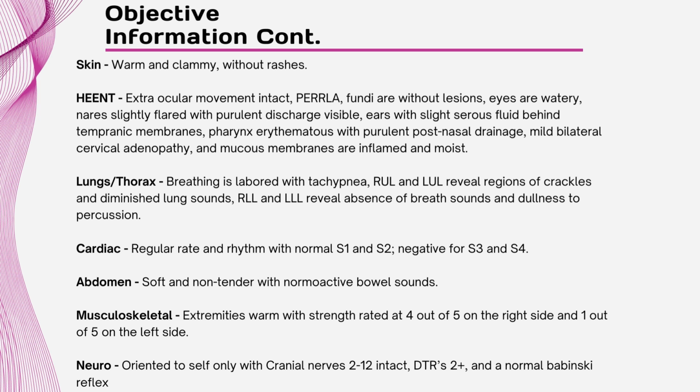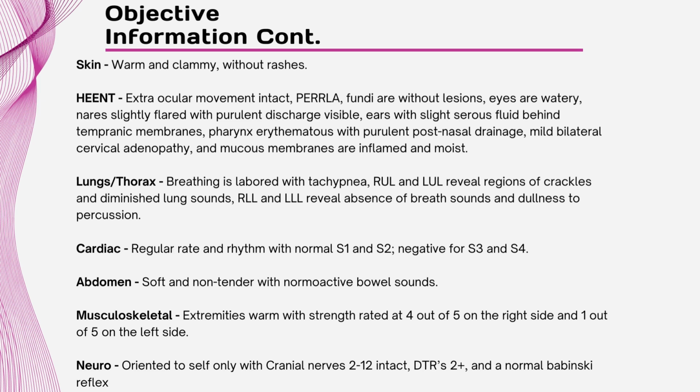Her musculoskeletal: her extremities are warm with strength rated at 4 out of 5 on the right side and 1 out of 5 on the left side, which could be related to her CVA, which was 4 years ago, but it also could be something that is new, and so we would obviously want to check that out.